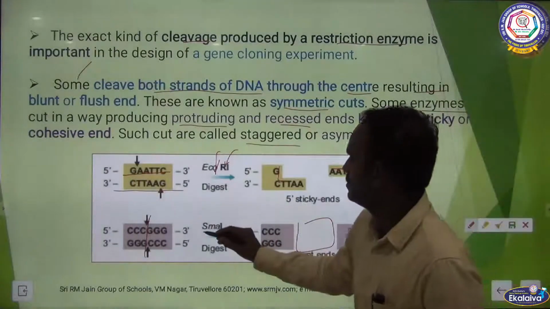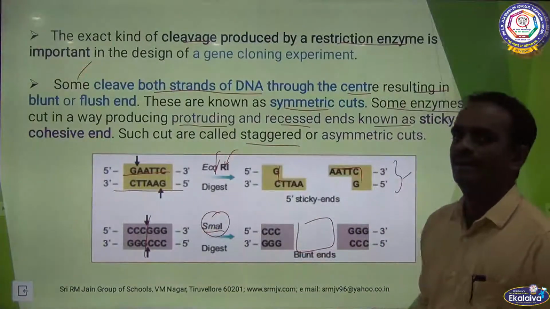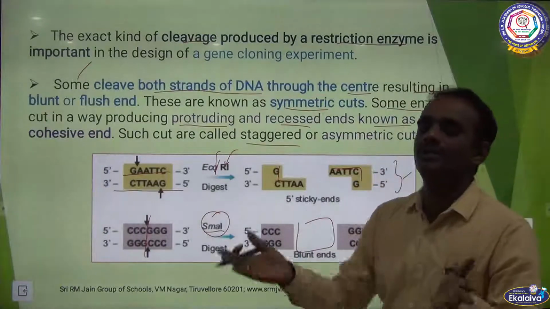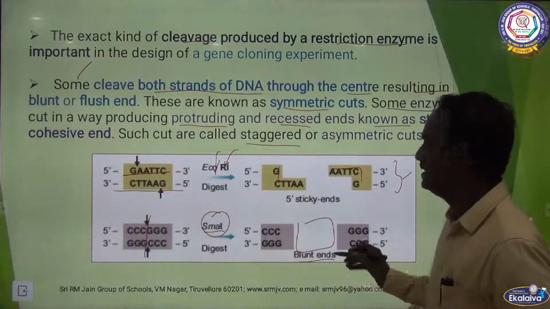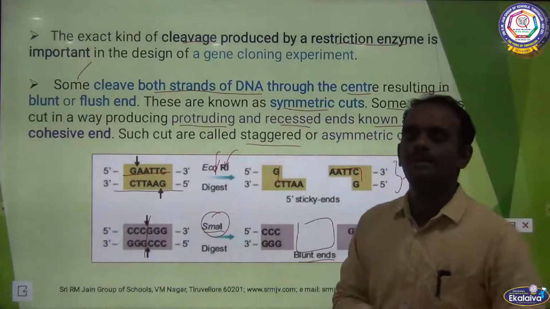But SmaI, that is the name of the restriction enzyme, cleaves the sequence into two equal halves. It cleaves through the center. Now we are getting a blunt end. Blunt means symmetrical cut. Do you get my point, children?